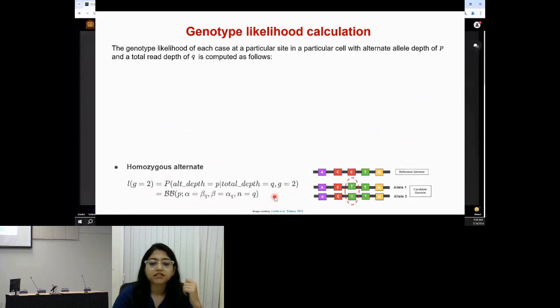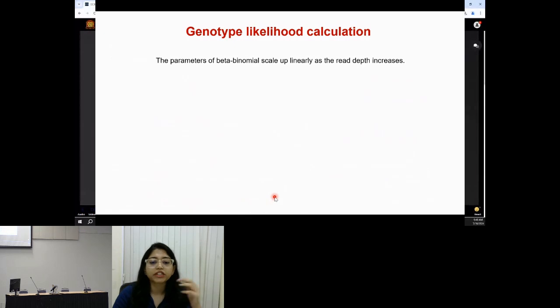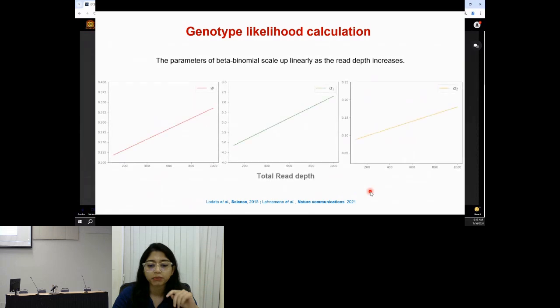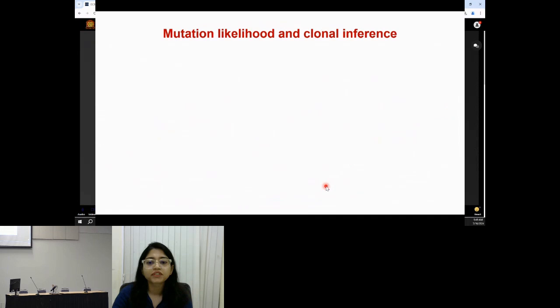Now the parameters of the beta binomial scale up linearly as the read depth increases. This has been motivated by the papers stated below. So you see, according to the total read depth, the value of this allelic dropout parameter, and these two are the parameters for the symmetric beta binomial distributions. With increasing total read depth, we are seeing that W, alpha 1, alpha 2, all of them are increasing. So we have learned this for our method as well.